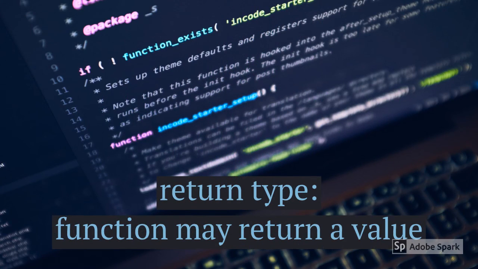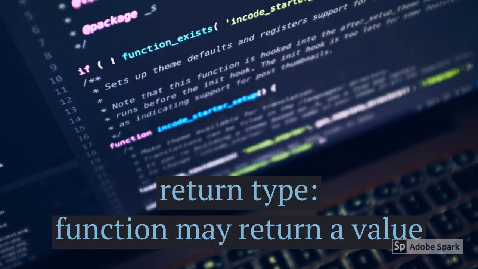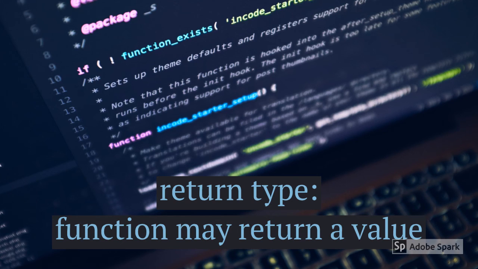There are different parts of a function. Return type, being the first one, is a function that may return a value. The return type is a data type of value the function returns. Some functions perform the desired operations without returning a value. In this case, the return type is the keyword void.